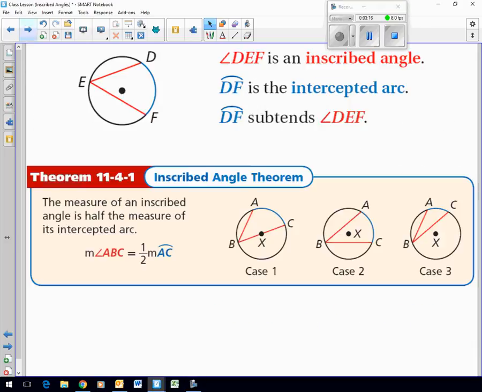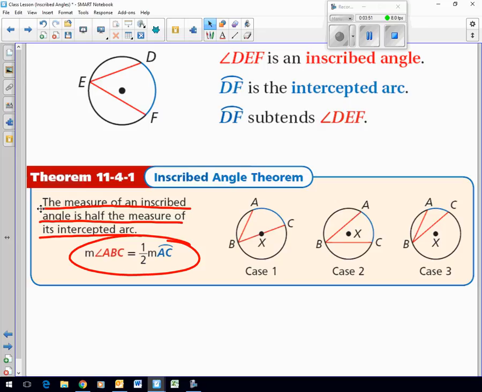See what this looks like. Precisely what I just said. DEF is an inscribed angle. DF is what we call the intercepted arc, and arc DF subtends angle DEF. Now, here is the inscribed angle theorem. Just need to write down this part. The measure of an inscribed angle is half the measure of the intercepted arc.